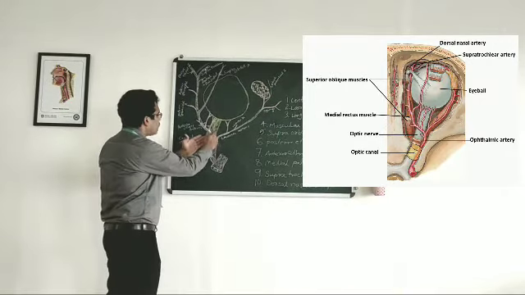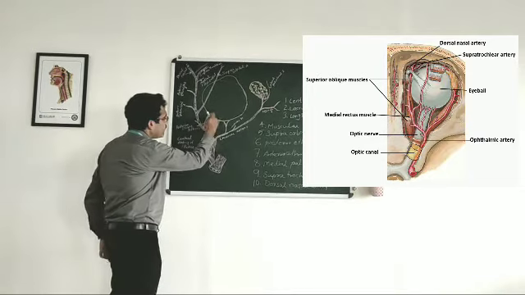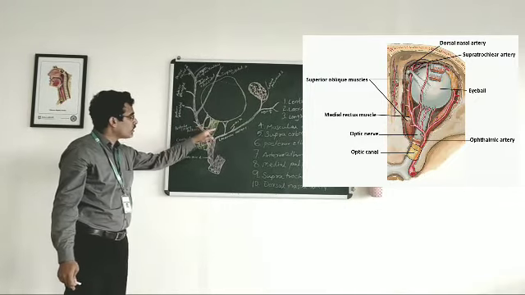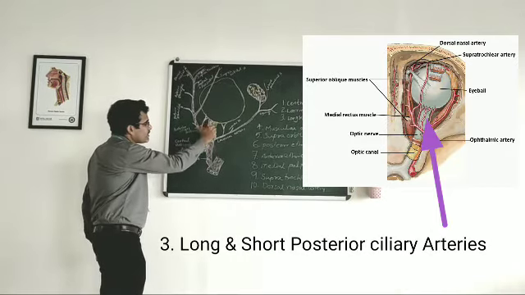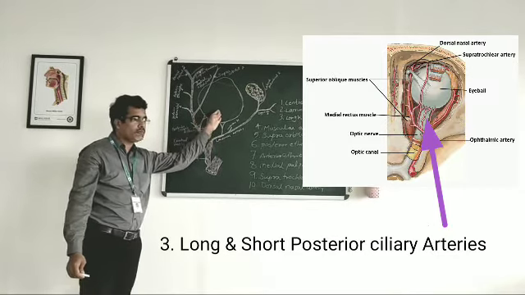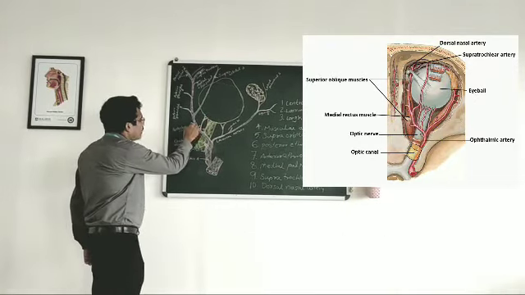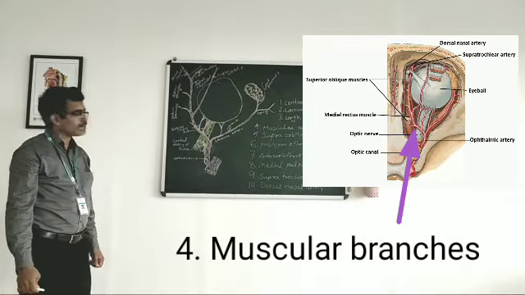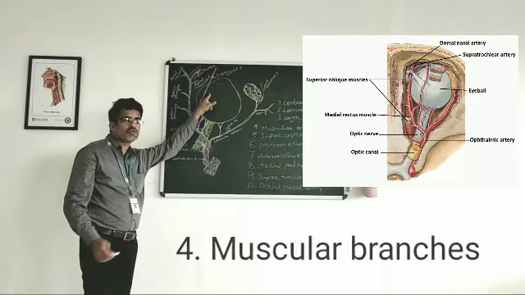Further, let us come to the ophthalmic artery proper. It provides several branches which pierce the sclera. These are the long and short posterior ciliary arteries. They supply the eyeball, especially its posterior segments. Further, it gives one more branch, the muscular branch, that provides a branch to the medial rectus muscle. Another branch is the supraorbital artery.